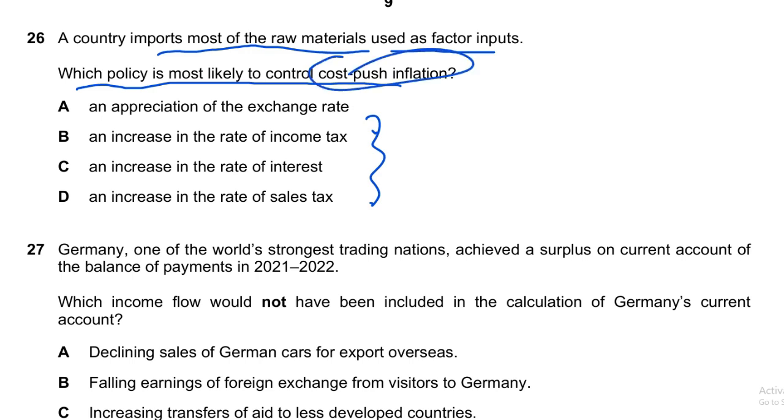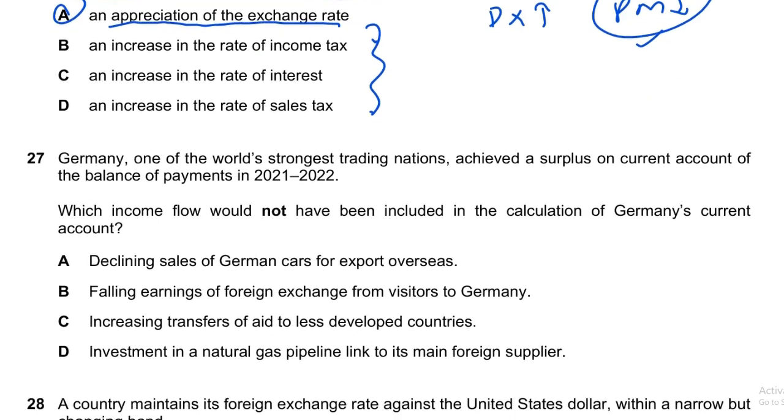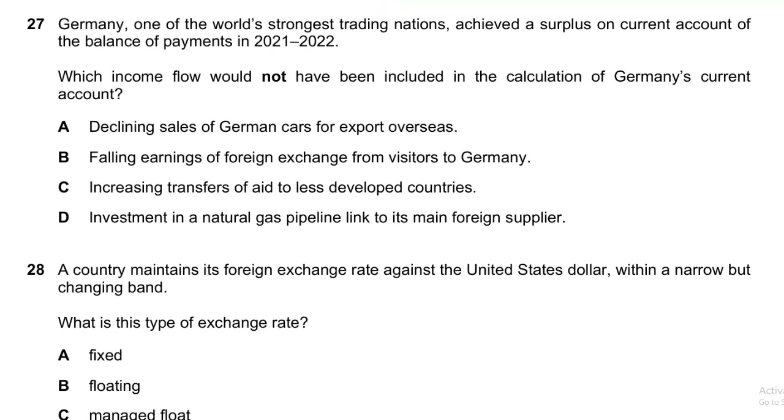Okay, so option A is appreciation of the exchange rate of currency. If currency appreciates, then the price of exports will rise, the price of imports will fall. When imports are cheaper, then imported raw material will be cheaper, and as a result the cost of imported raw material will decrease. When the cost of production decreases, cost push inflation is controlled. So option A is the correct answer. So I'm not explaining other options. If you are confused, you can write in the chat and I'll get back to you.